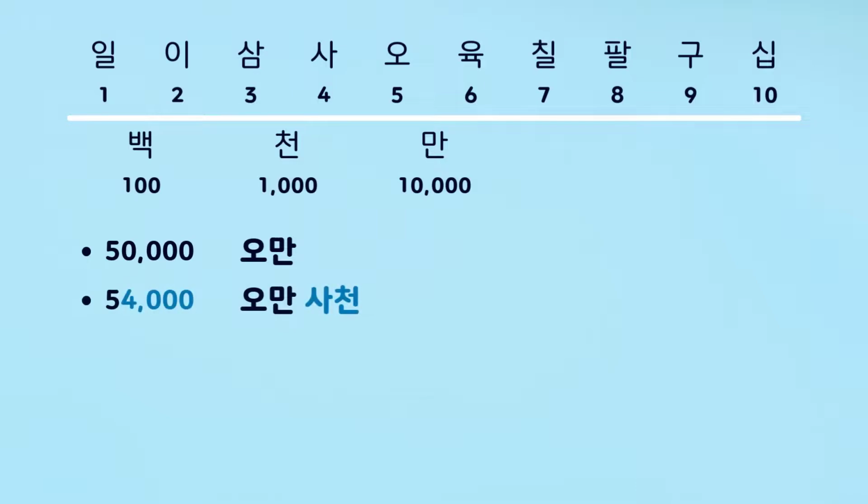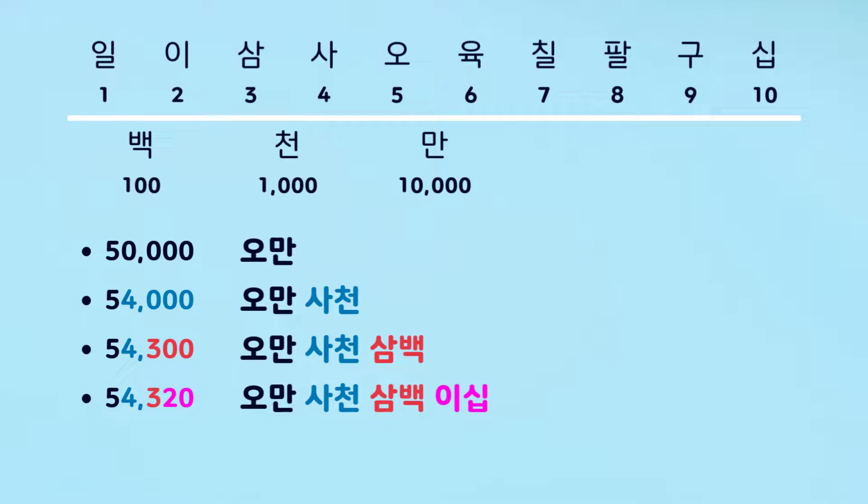And 54,000 is 5만 4천. And 54,300 is 5만 4천 3백. And 54,320 is 5만 4천 3백 2십. So that's how we form big numbers in Korean, which isn't all that different from how numbers are formed in English.